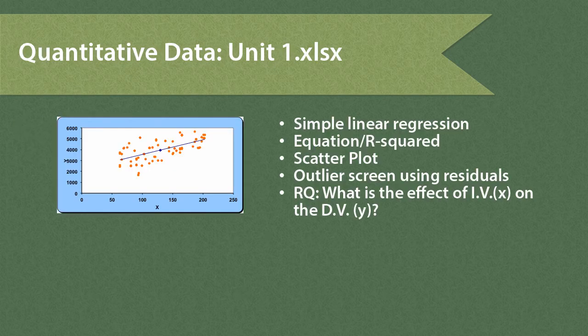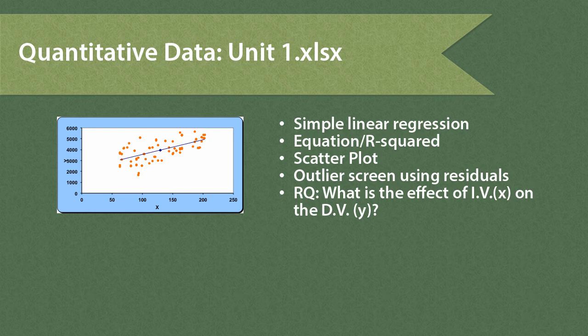Let's look at the quantitative case first. The method that we're going to learn is called simple linear regression. We're going to learn how to obtain and interpret the estimated regression equation. To measure how well that equation models the relationship between our two variables, we'll use a statistic called R squared. We'll also learn how to obtain and interpret a scatter plot.